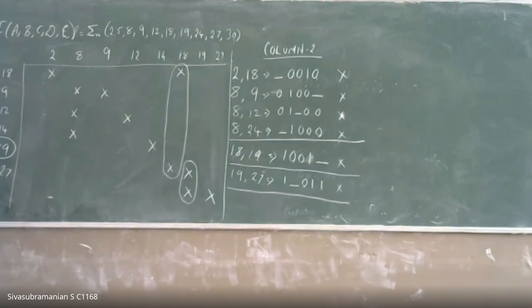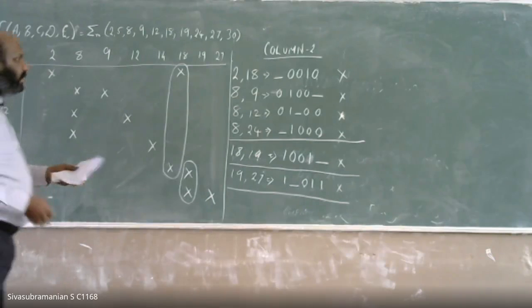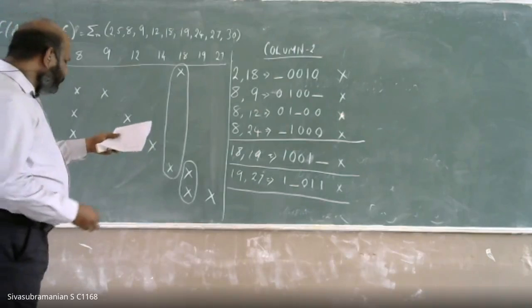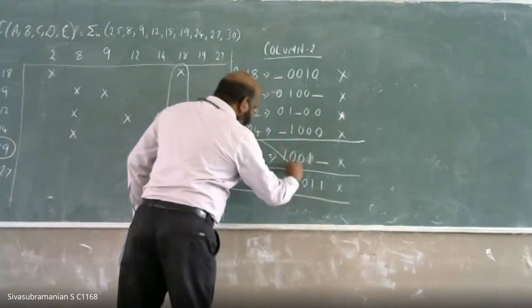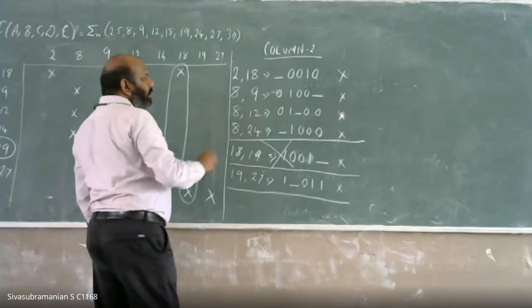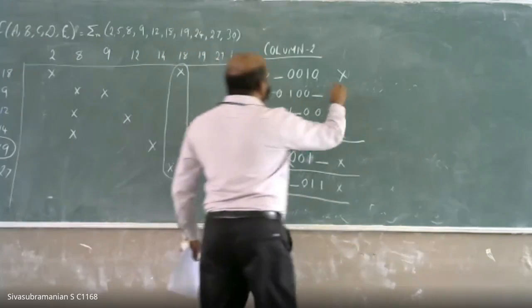The purpose of drawing this prime implicant table is to find out which is a non-essential prime implicant and which is an essential prime implicant. From this observation, I find 18, 19 as the term which is a non-essential prime implicant, while the other terms are essential prime implicants. That is how we conclude, and finally we will have to write the equation leaving behind this 18, 19 alone. So what will be the subsequent values of these?